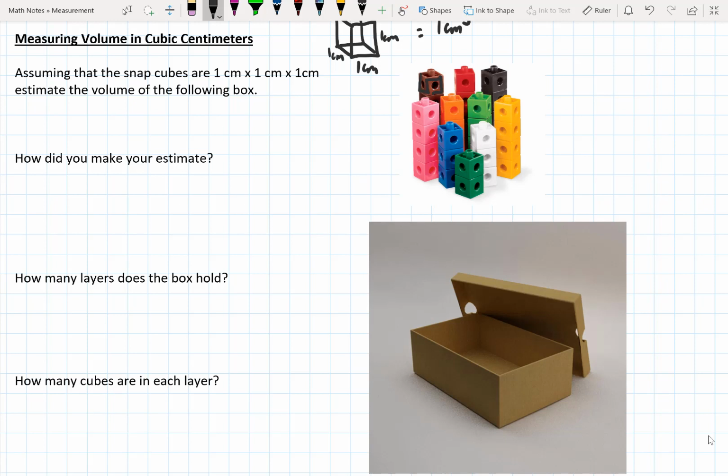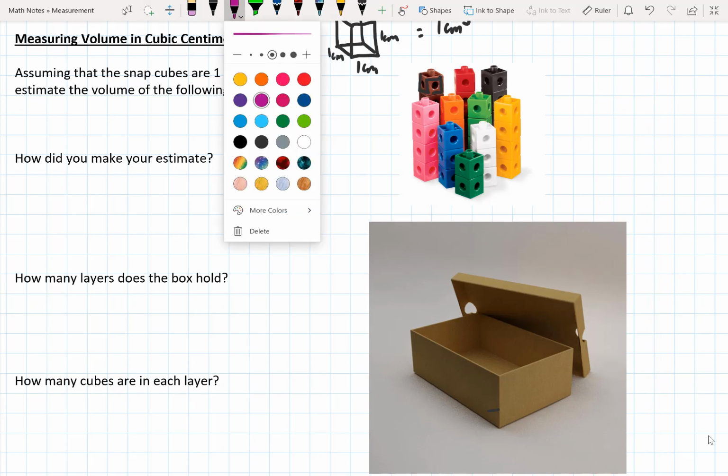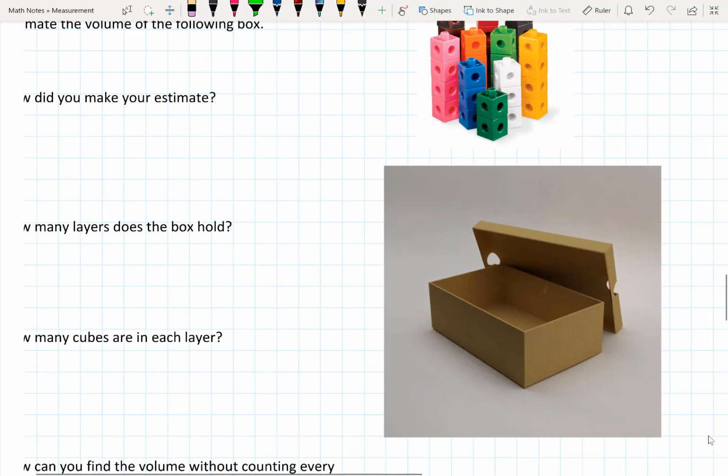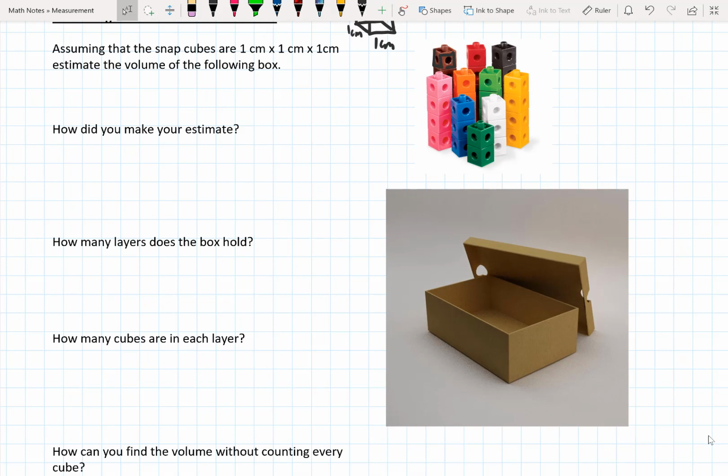Another way to estimate the volume of this box is to think about the volume of this box in layers. So for example, I could take a snap cube and I could place it here, and I could place another one on top of it and another one on top of it like this, and I could think about how many snap cubes high is this box, or what is the height of this box. So I can think about that in layers. So once again, here's a layer. I could have a layer here, then I could have another layer of snap cubes here, and then a third layer. So there's one, there's two, there's three snap cubes. So I could think about maybe there's three layers.